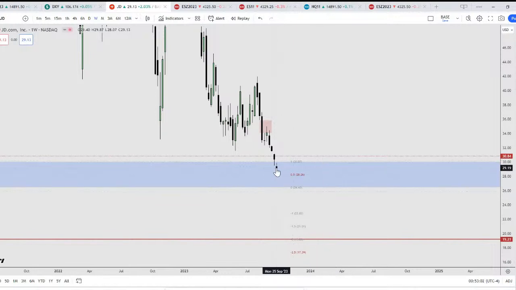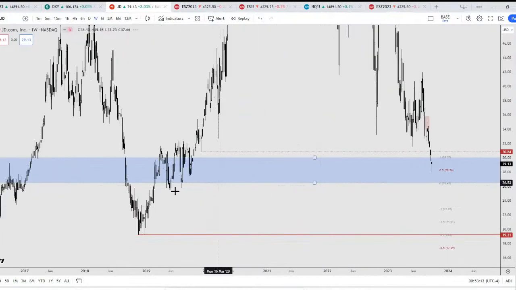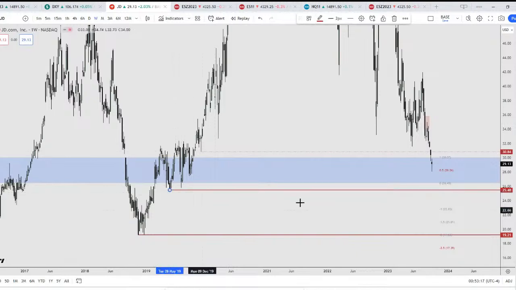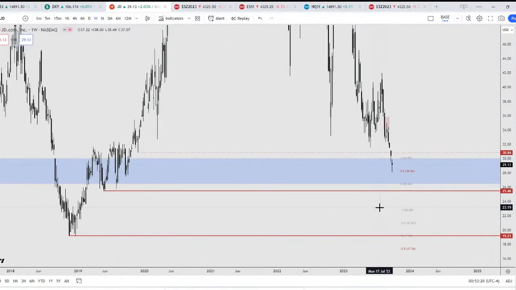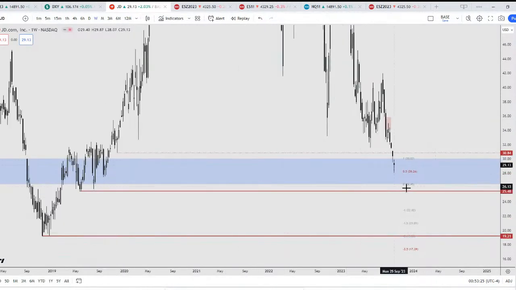What's the low coming in? 28.07. This is not random. So I think further downside for JD, preferably these lows right here. I'm going to highlight it. These lows will be next. So if the equities continue to trade lower, this is going to be the next objective, 25.48, and I want to see if it can attack the lows down here at 19.27. Okay, that's for JD.